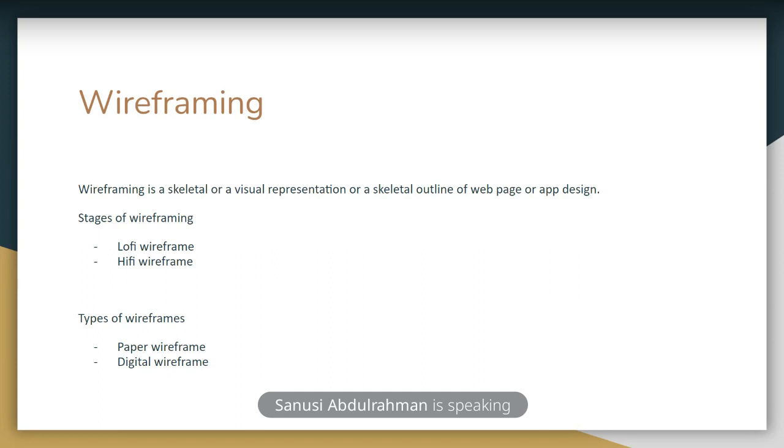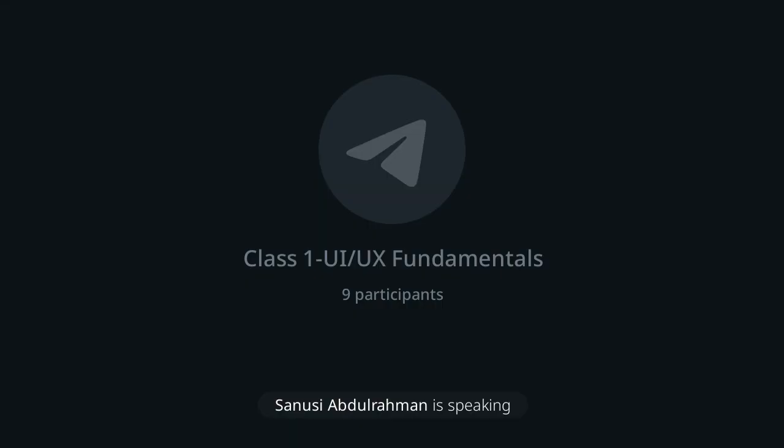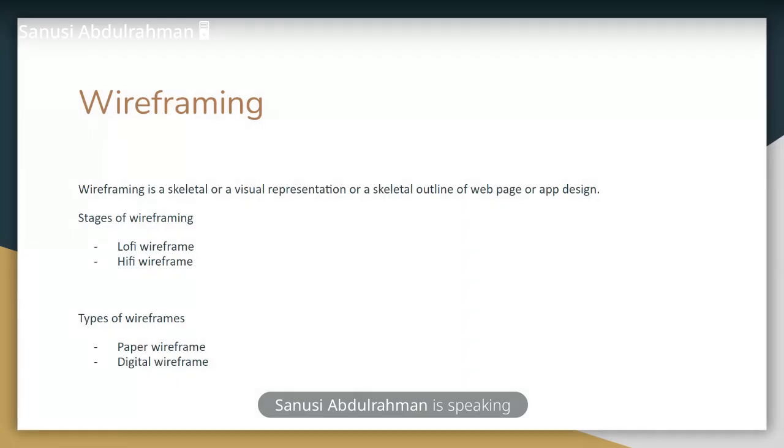I'm trying to do a product. I'm designing for a product. I'm designing for a website or a landing page. Now do a small sketch on your paper. You can do it on your Figma. That's a digital wireframe. So this helps you in getting ideas faster. It helps you with collaboration. It helps you understand the users.